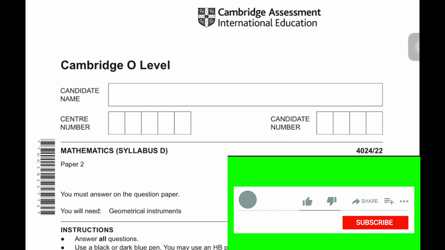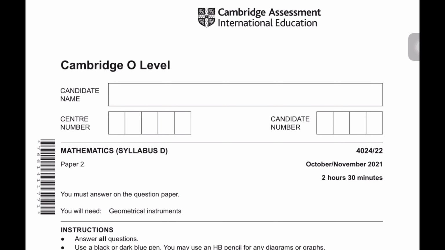Hello everyone. I have already uploaded paper 1 of mathematics syllabus D 4024. So you have already seen all these things what is given there. Now I'm going to start paper 2.